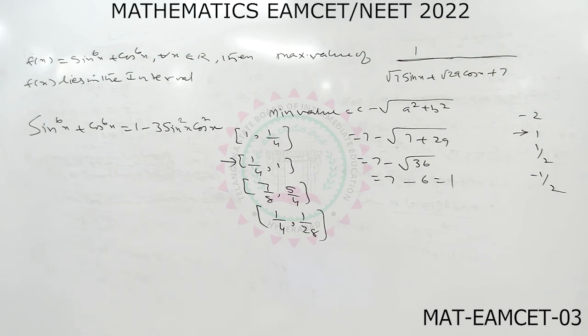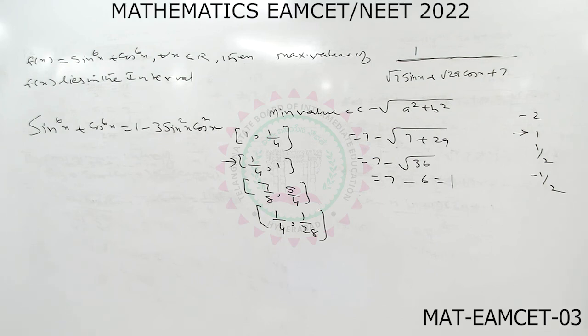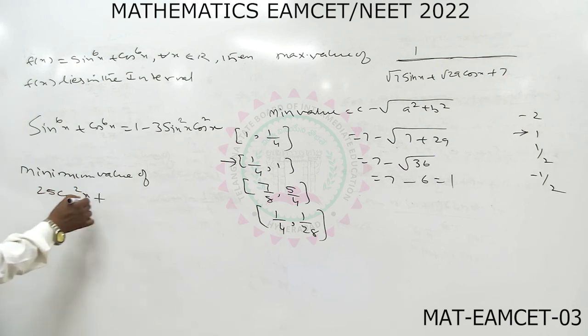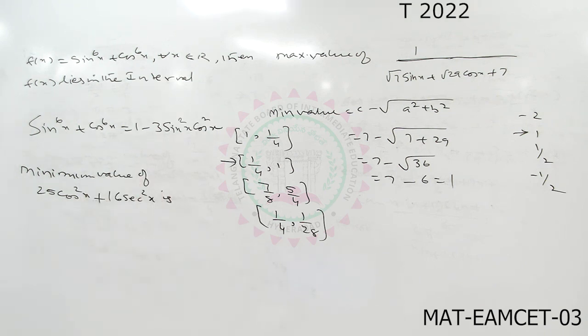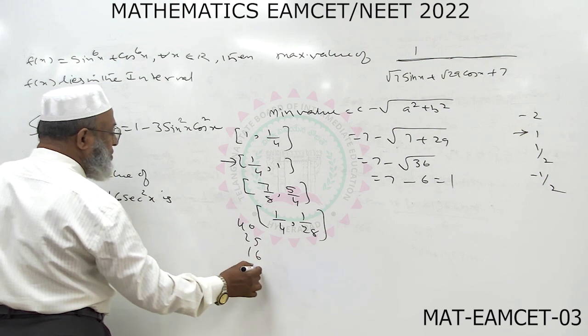Next, the minimum value of 25 cos square x plus 16 sec square x is, options are 40, 25, 69.